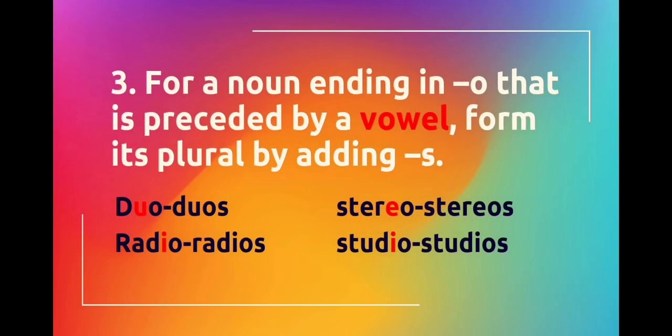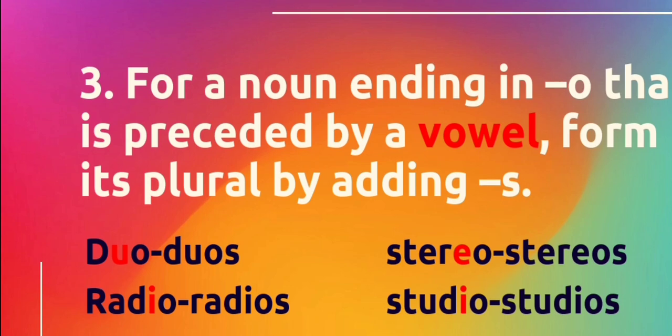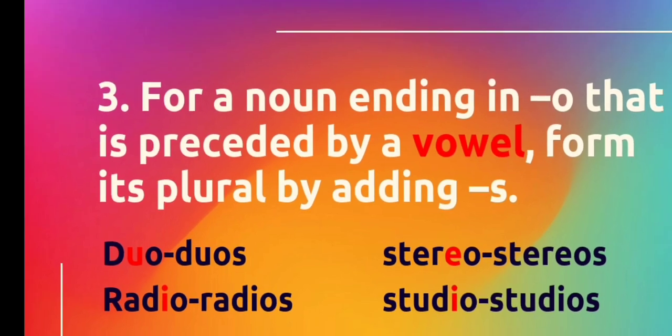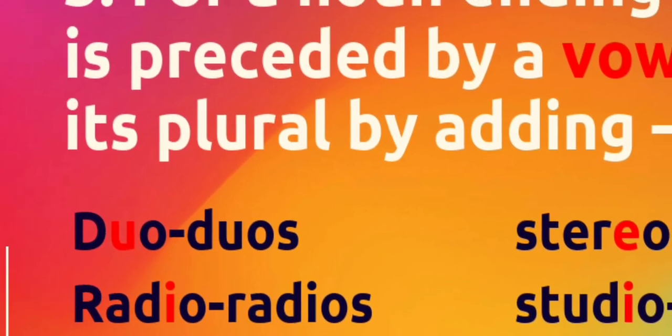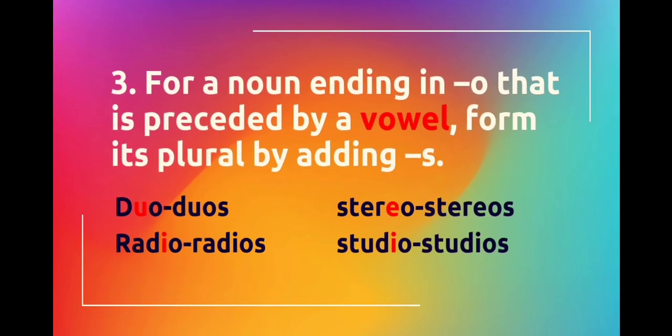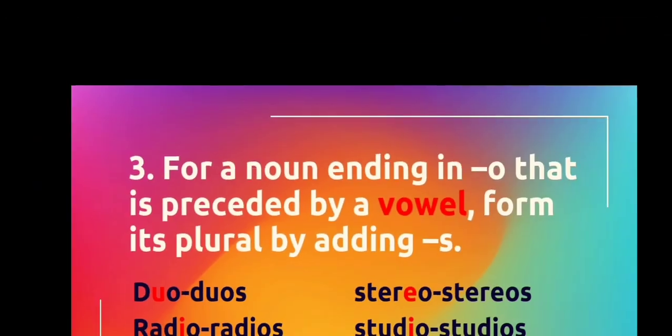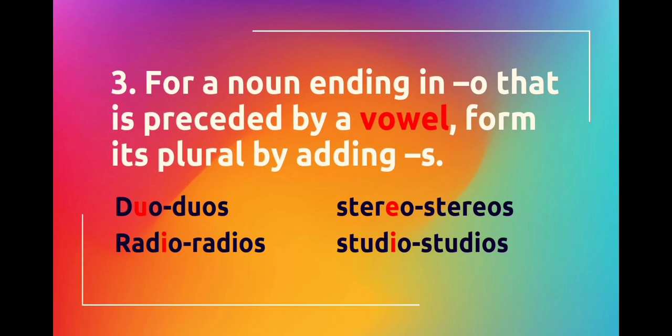Next one. The third rule. For a noun ending in O that is preceded by a vowel, form its plural by adding S. So what is preceded? When we say preceded, it means what comes before the last letter. So for example, duo. It says if the noun is preceded by a vowel, so before the last letter, which is an O.